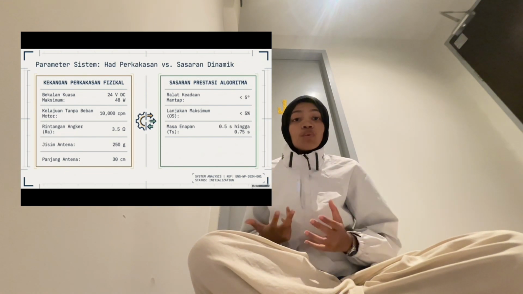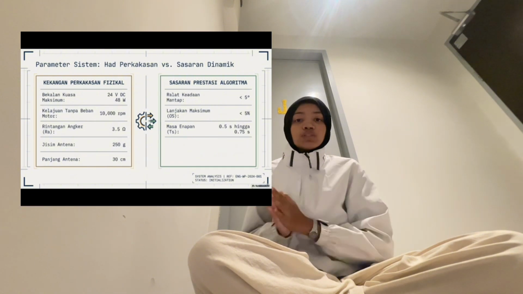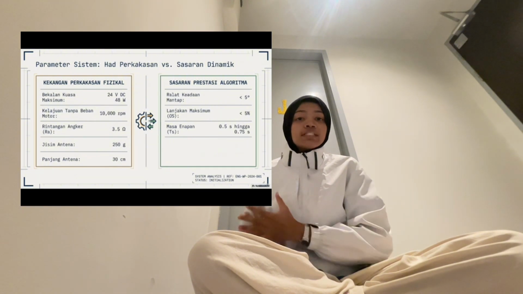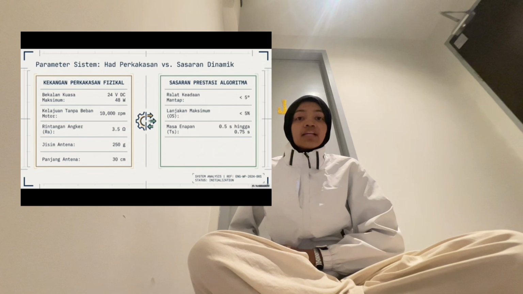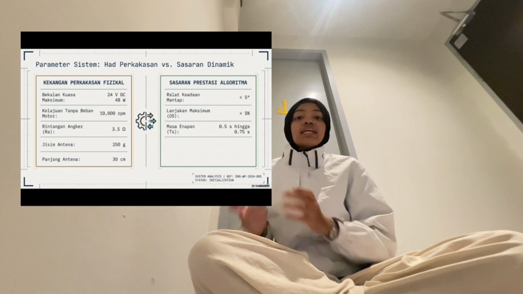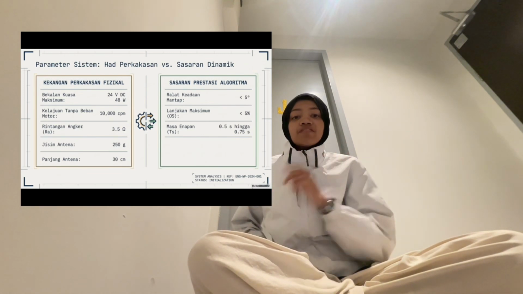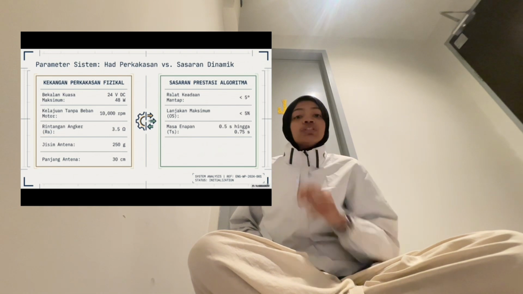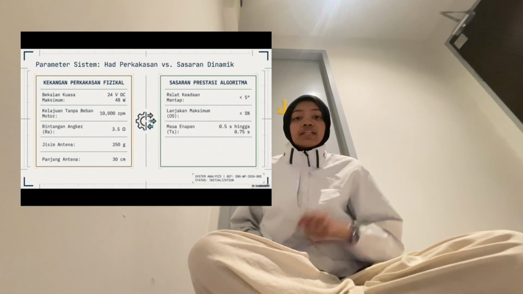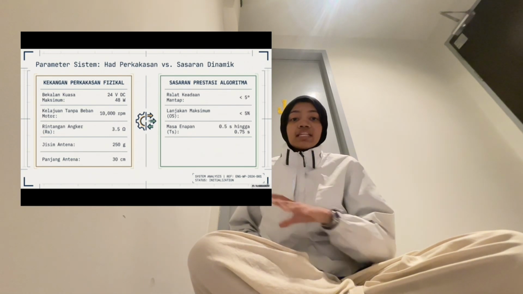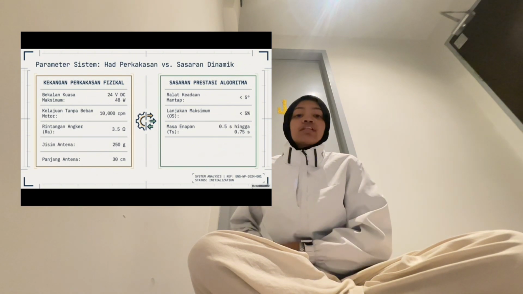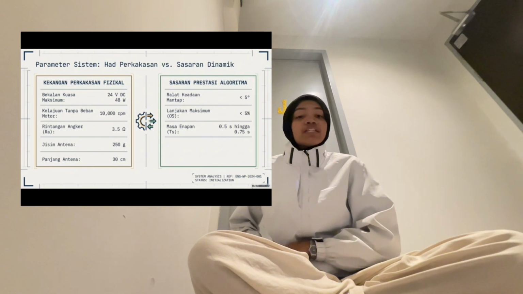Besides the hardware specification, we also define the desired performance. Our design targets are steady state error must be less than 5 degrees. Maximum overshoot should be below 5%. And lastly, settling time between 0.5 to 0.75 seconds only.